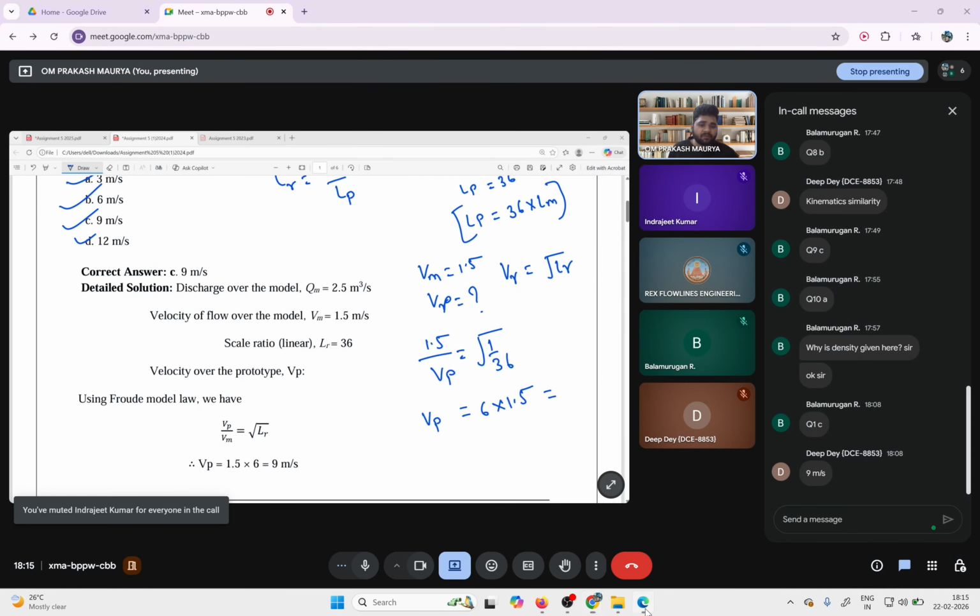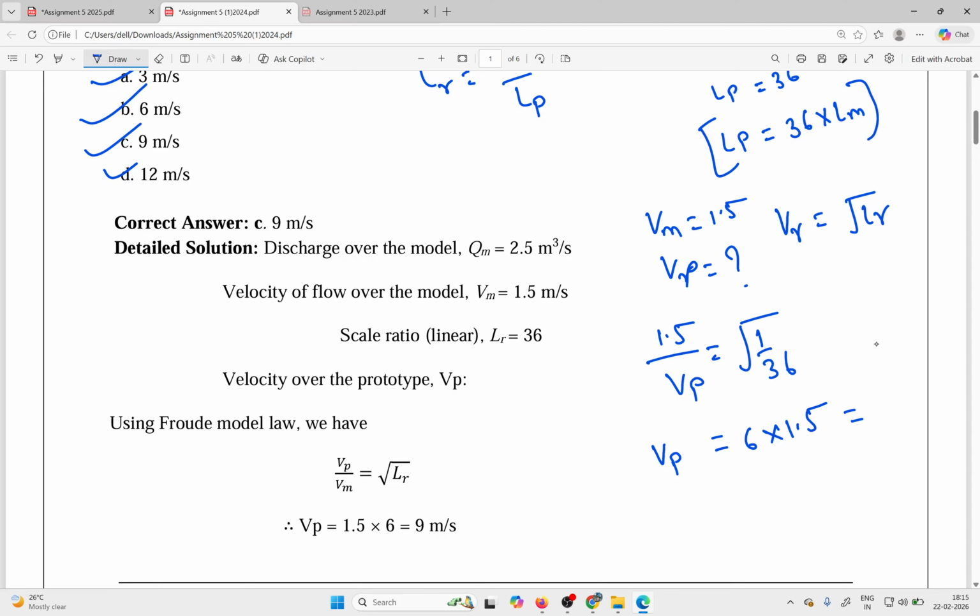Okay. So now here you will get 9. So here in the solution one thing is mistake here. So here you have 1 by 36 LR.